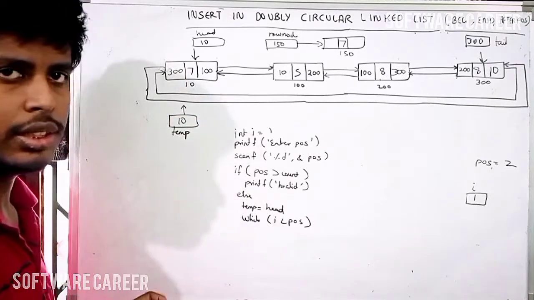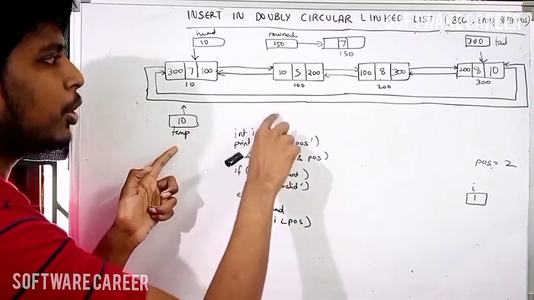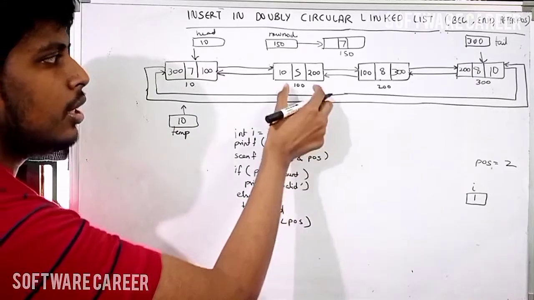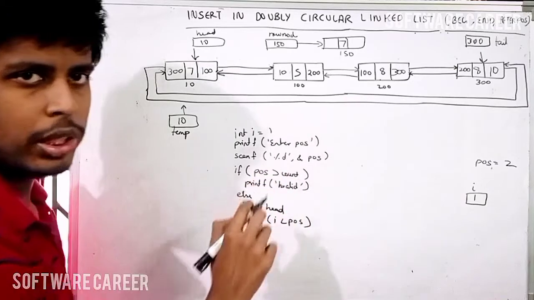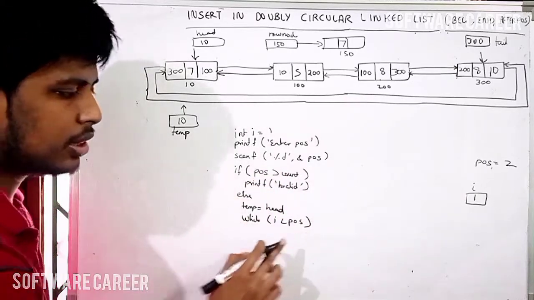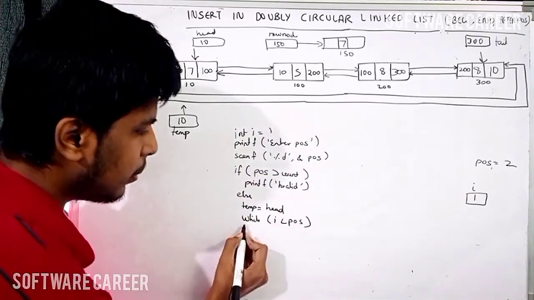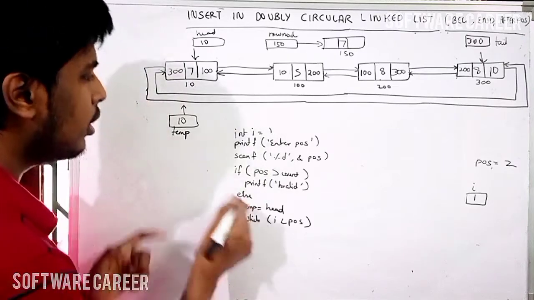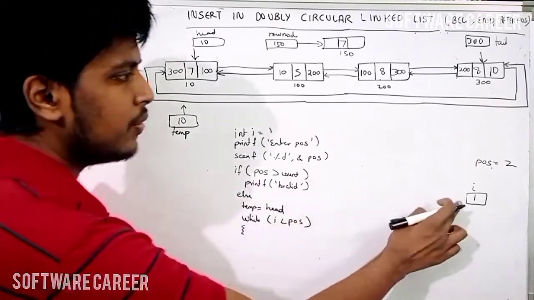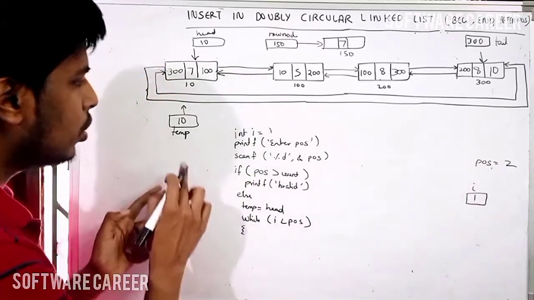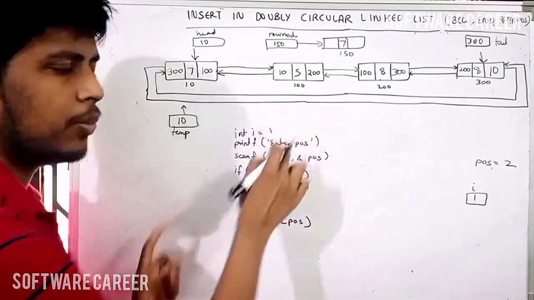Why am I writing this condition? See, you should move this temp pointer in the forward direction till temp is pointing to this node. After this node I should not move the temp. That's why I am writing this condition, the terminating condition. Now in this case, I am checking whether i is less than position. i is 1, 1 is less than 2. So you should move the temp pointer one step forward.